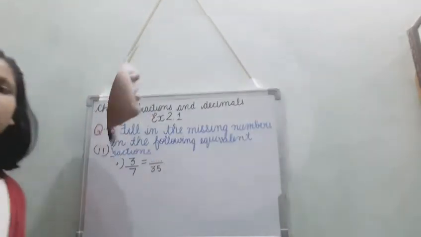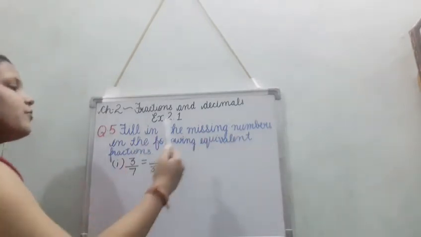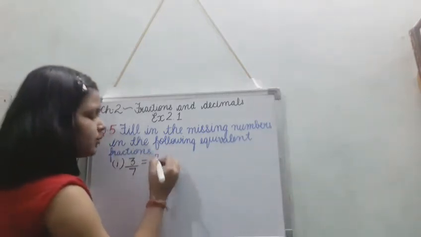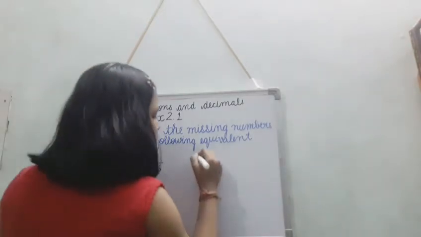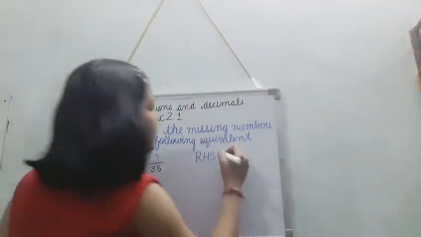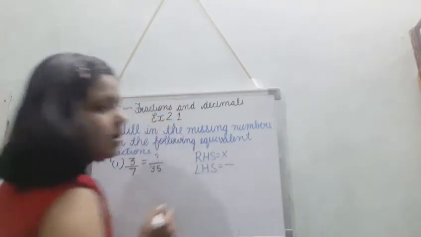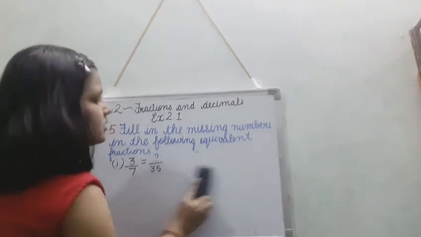Okay. Next question is question 5. In this we have to fill in the missing numbers in the following equivalent fractions. Okay, so over here a blank is given and you have to answer it. For solving these types of questions, you have to keep in mind one thing: whenever the blank is on the RHS, you have to multiply, and whenever it is on the LHS, then you have to divide it. Okay, keep this in mind very nicely, otherwise you will not be able to solve this question. So we will solve it by this thing only.